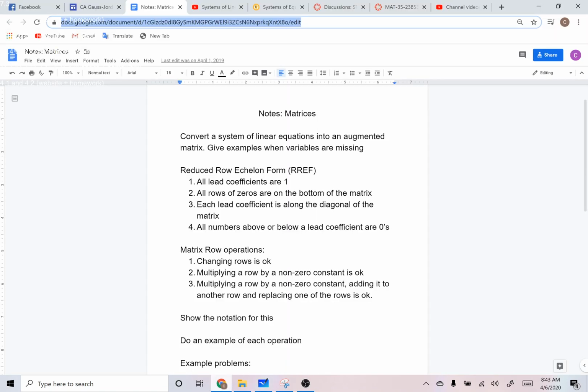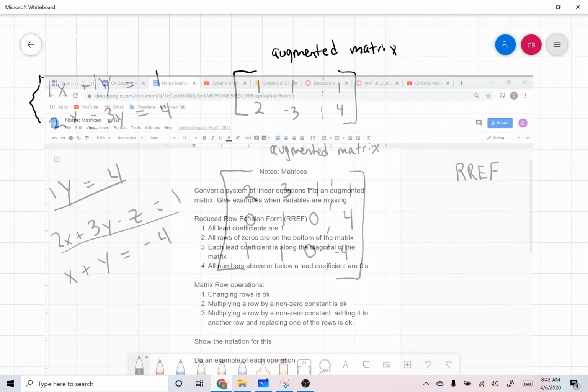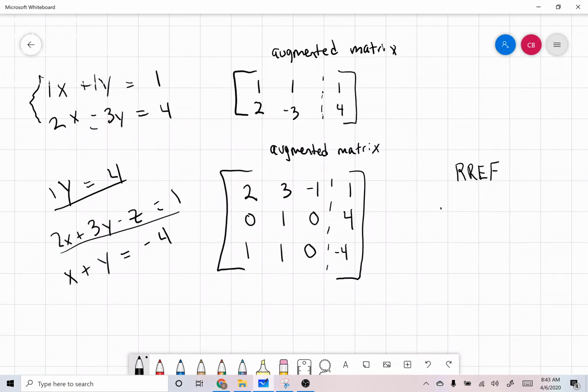What it says is all lead coefficients are 1. So what that means is if you have a 2 by 2, this is the lead coefficient, this is the lead coefficient. Those would be your lead coefficients being 1. This is in RREF form.